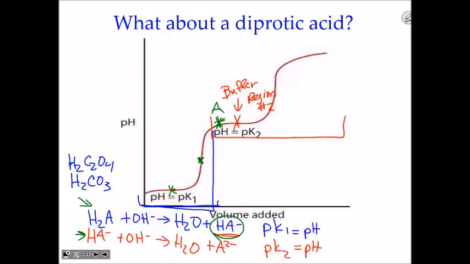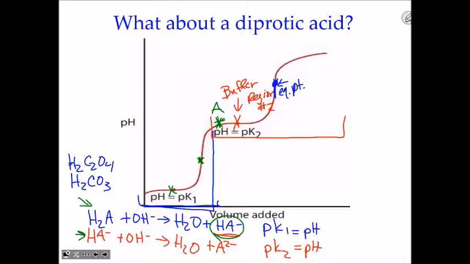Now, they could ask you at this point too, like right here, right at the second equivalence point. What would be the major species there at that particular one? Right at that second equivalence point, A2 minus would be the thing that's in there. That would be the most abundant because all of the HA minus has been neutralized. You haven't put any more hydroxide in there. And so pretty much you just have the second conjugate base there.